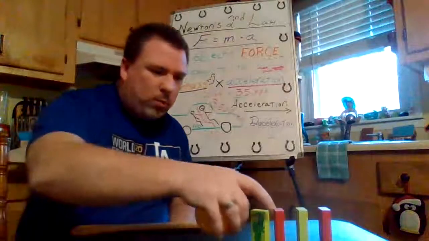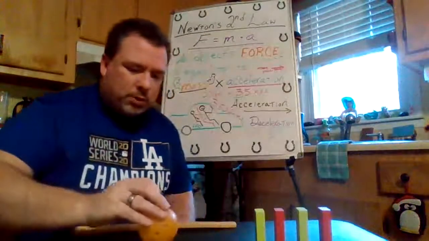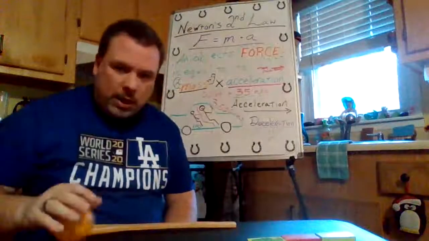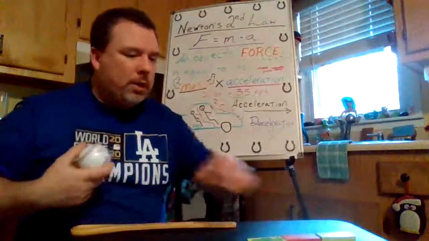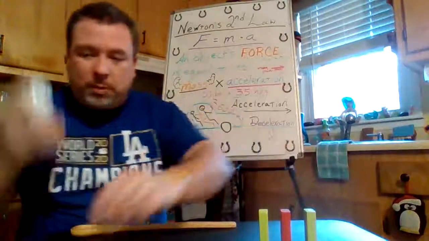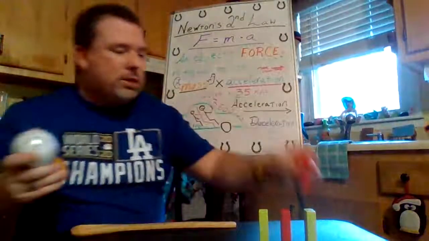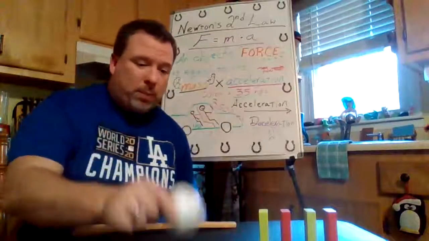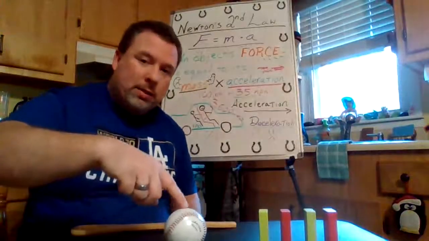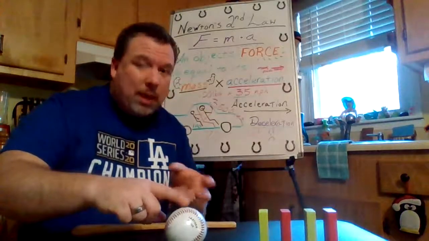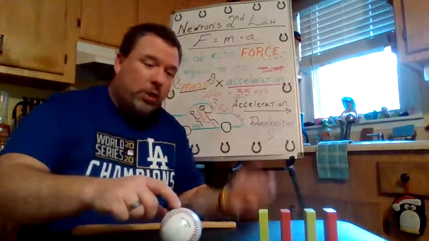Okay, it kind of moved the first block. Let's give it a second shot. All right, hit it harder. Finally got him, right? Now, we're going to do the same demonstration, but this time, instead of using the wiffle ball, we're going to use the baseball. Now, watch this. I'm going to give it the smaller flick, just like I did the first time, and then we'll do the faster flick on the second one.